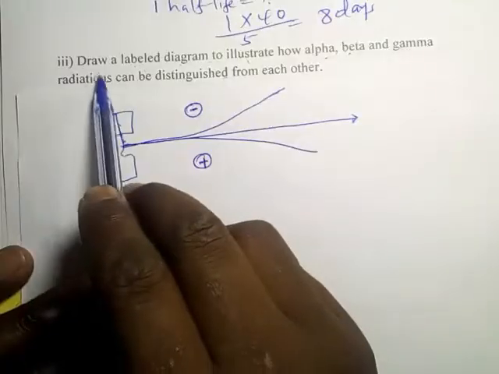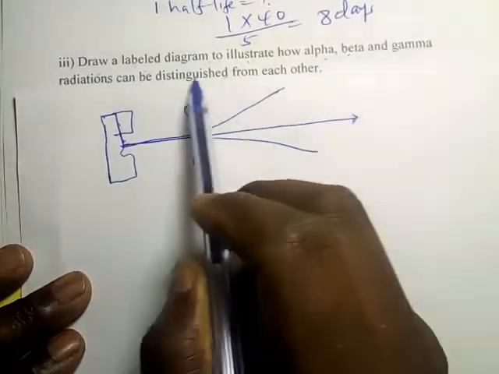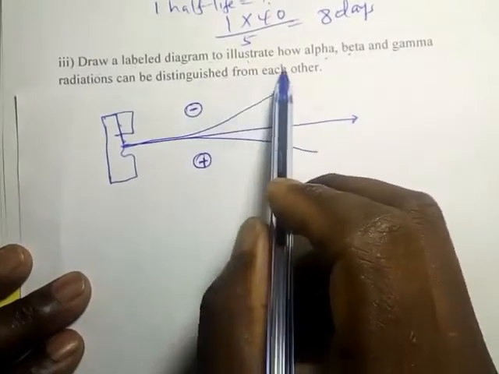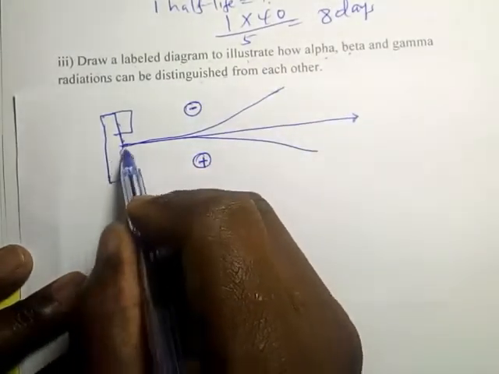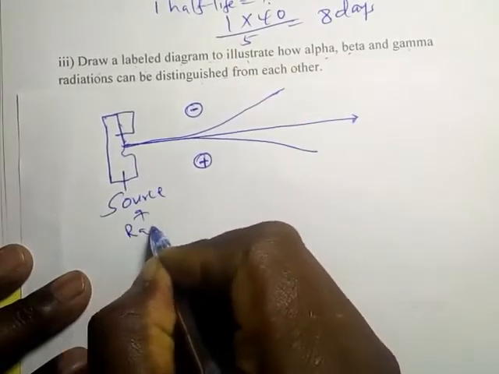Draw a labeled diagram to illustrate how alpha, beta, and gamma radiations can be distinguished from each other. You draw a source of radiations.